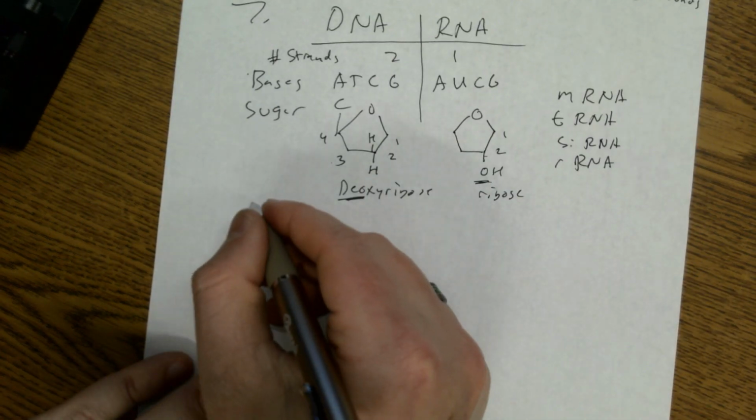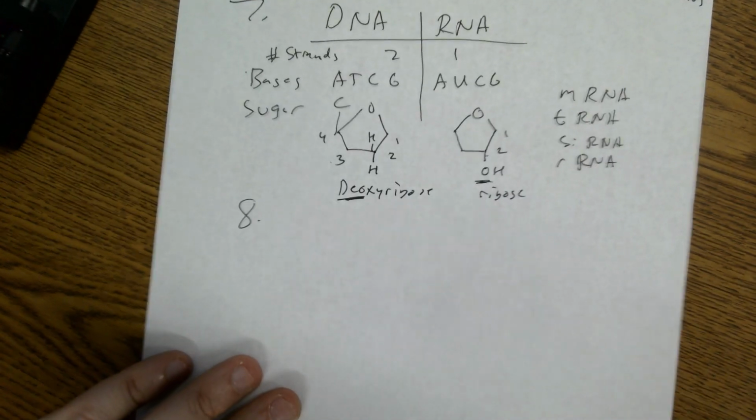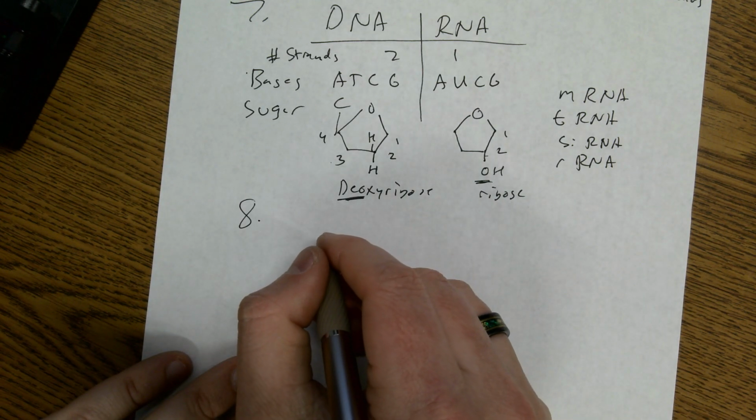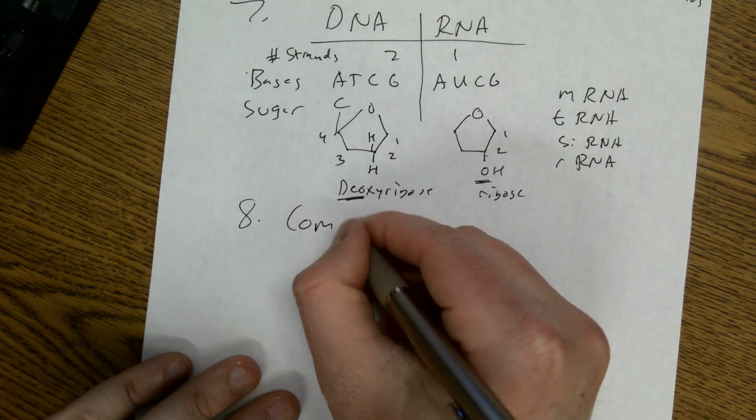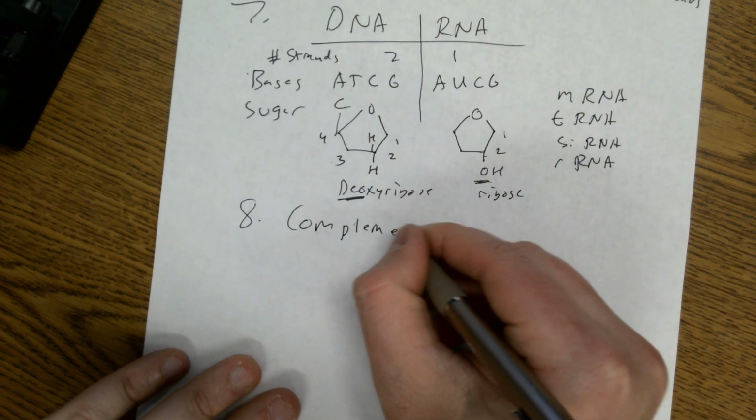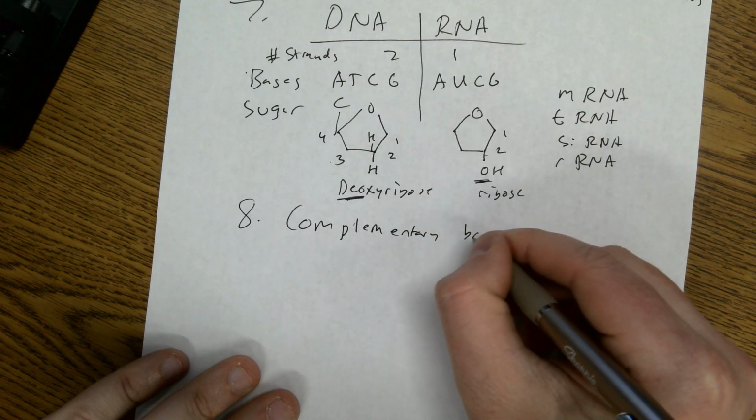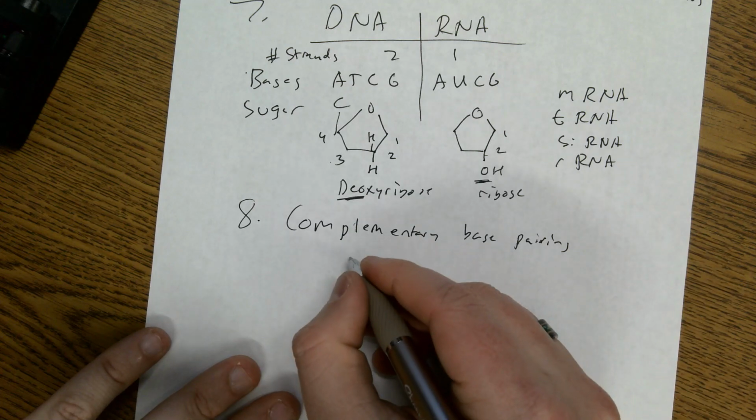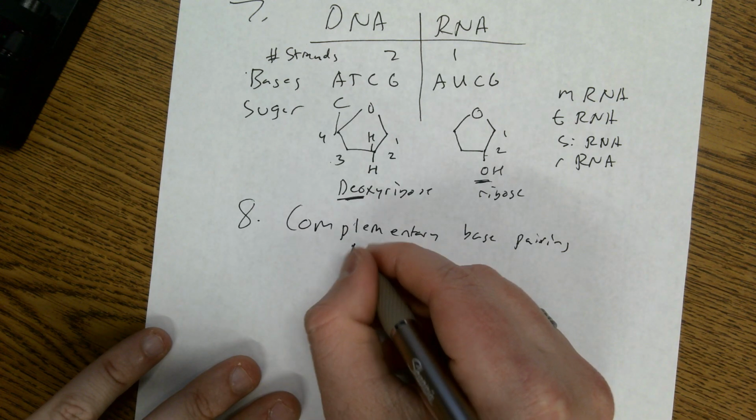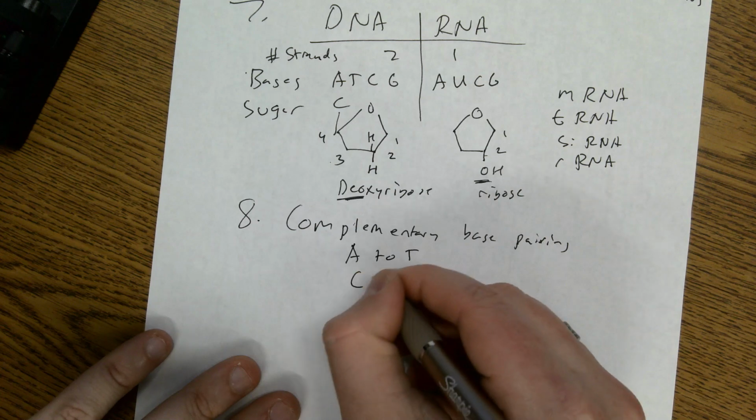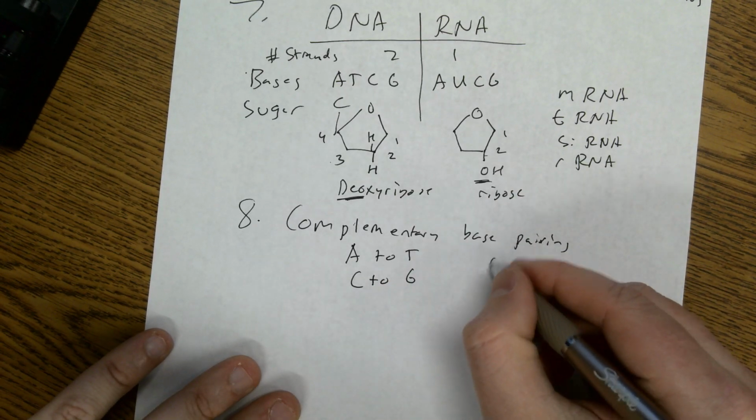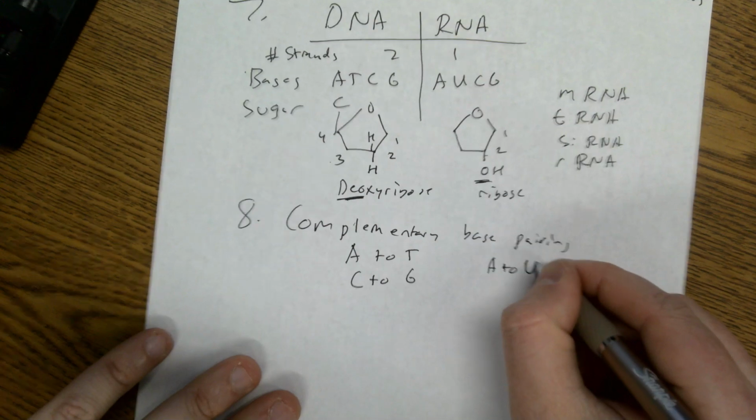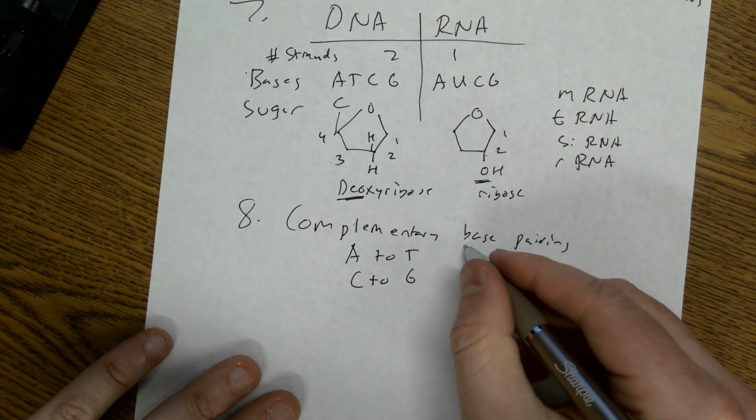All right, 8. Oh, complementary base pairing. I forgot to tell you earlier, but complementary base pairing is when the bases complement each other and they go together. And we already know what these are. It's A to T and C to G, or A to U in RNA.